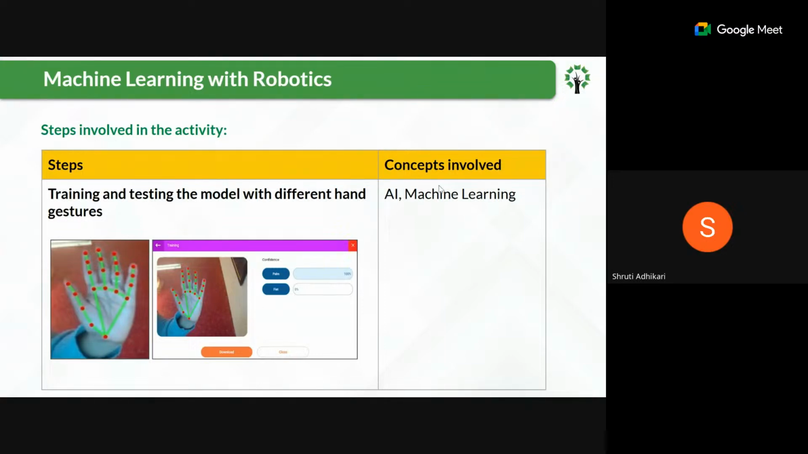The concepts involved during the training phase are AI and machine learning, because we are training the machine to learn. So the concept of AI and machine learning is involved in training and testing the models.